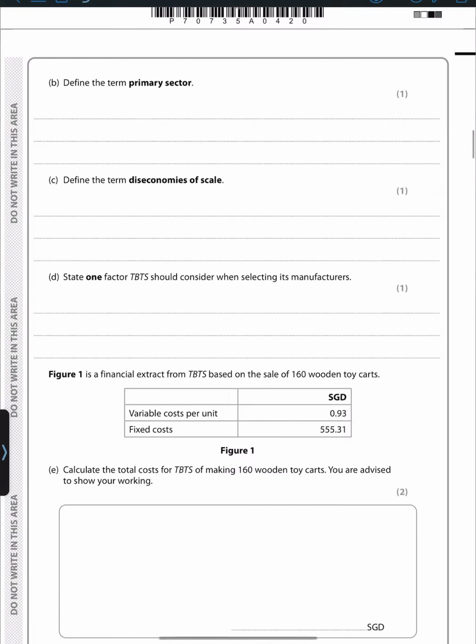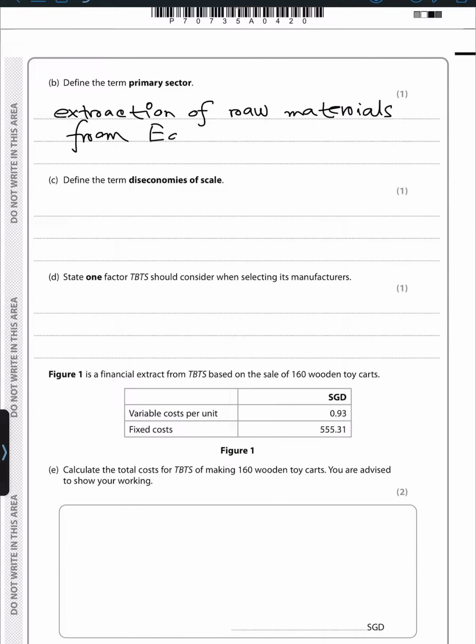So moving on, for part B, define the term private sector. So it's a 1 marker. All you need to do is write 1 line. So for primary sector, it's basically the extraction of raw materials from the earth itself. So that is all that you're going to write. Extraction. So I'm just gonna write the points as always, and you are going to have to write the entire sentence in your exams.